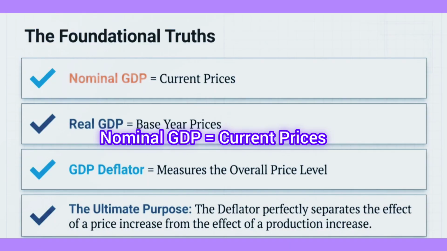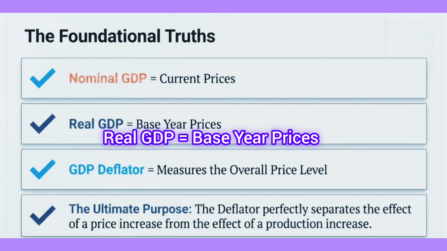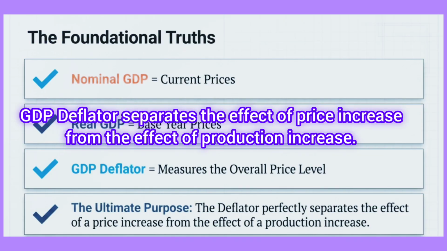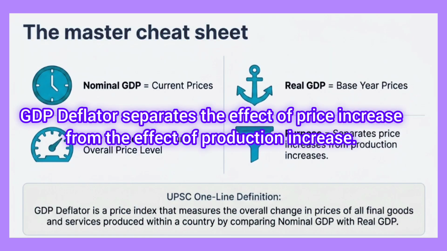Remember, nominal GDP is equal to current prices. Real GDP is equal to base year prices. GDP deflator measures the overall price level. GDP deflator separates the effect of price increase from the effect of production increase.